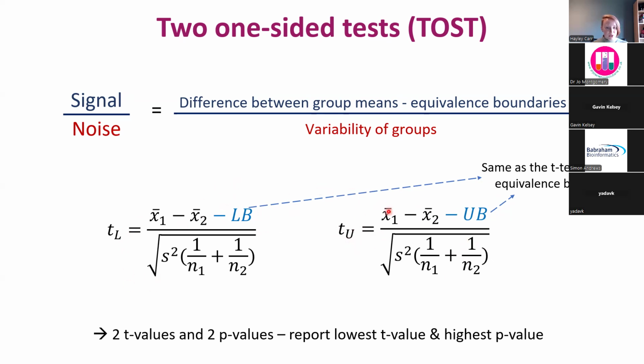So because we have two t-values, two test statistics, we end up with two p-values. And if we remember, both of the tests need to be significant to be considered equivalent. So we just report the lowest t-value and the highest p-value from these two tests, because if the highest p-value is significant, then obviously the other one is going to be significant as well. And so we can show that they're effectively equivalent.